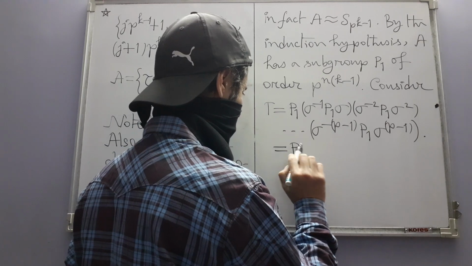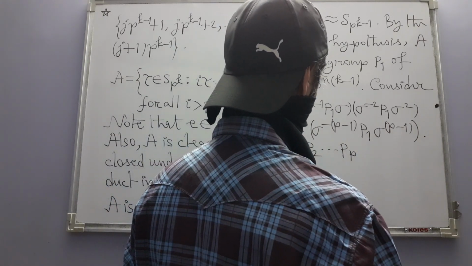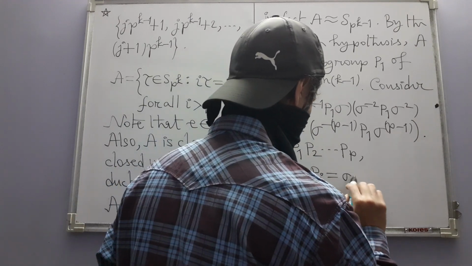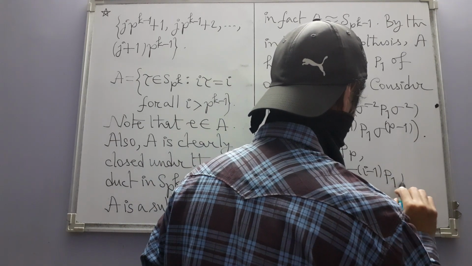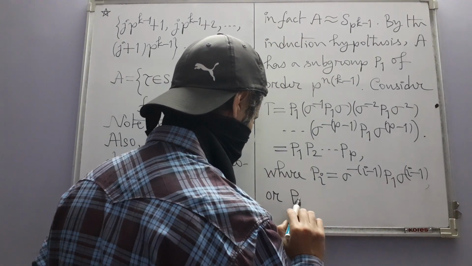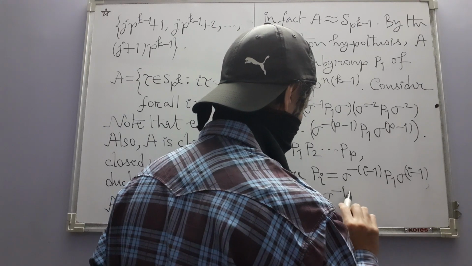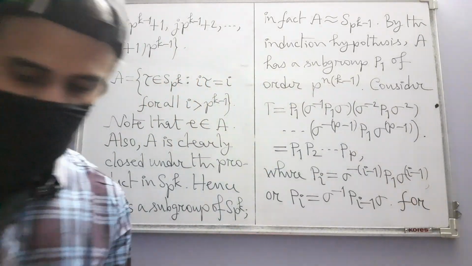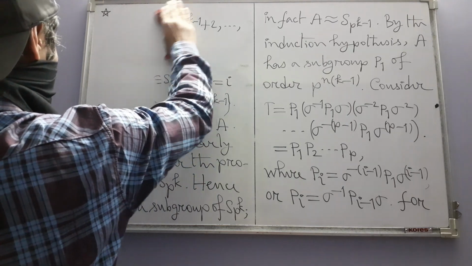And in fact, let us write like this: P1, P2, up to P_p, where P_i is this, or if you want a simpler definition of these P_i's, then it's just this. For i varying from 1 to p minus 1.